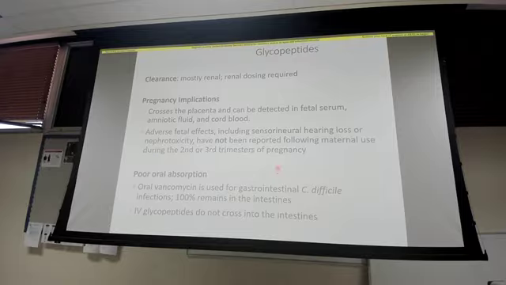Pregnancy, looking at this, you can see that it does cross, but they're not, how do I say it? What we're worried about are the side effects that we would typically see in that adult. So you see here the hearing loss or the nephrotoxicity. So again, the ototoxicity or the nephrotoxicity. But when we talk about the incidence of us being able to say, hey, this is associated to vanc, that's why you see they have not been reported.